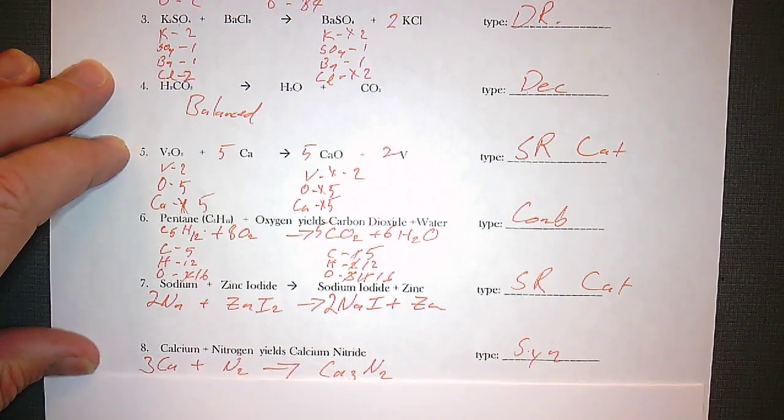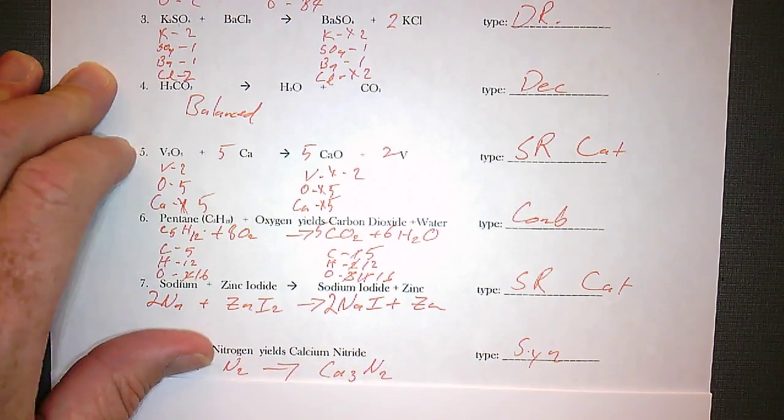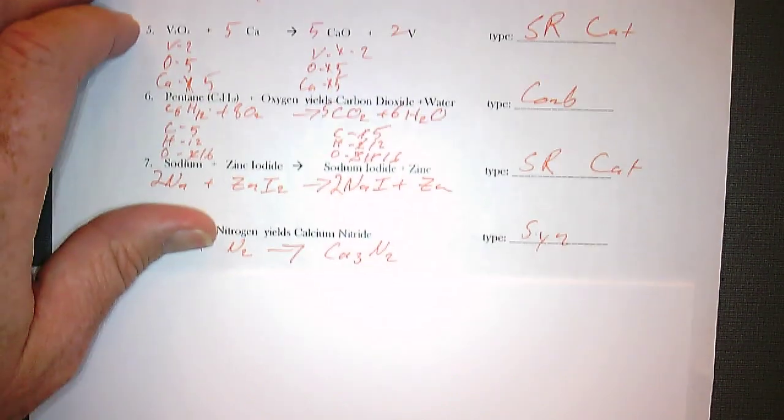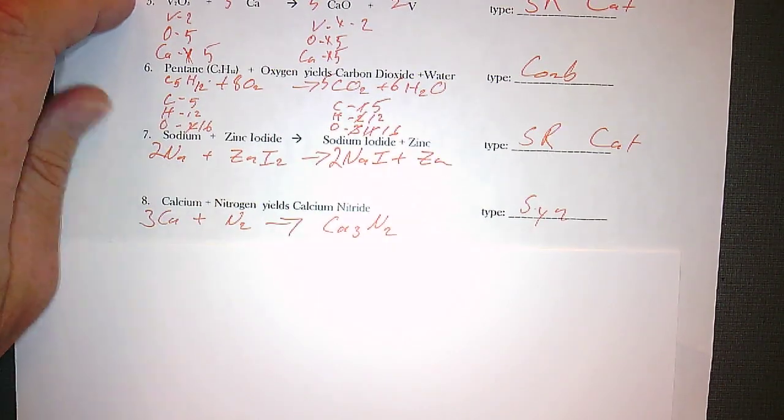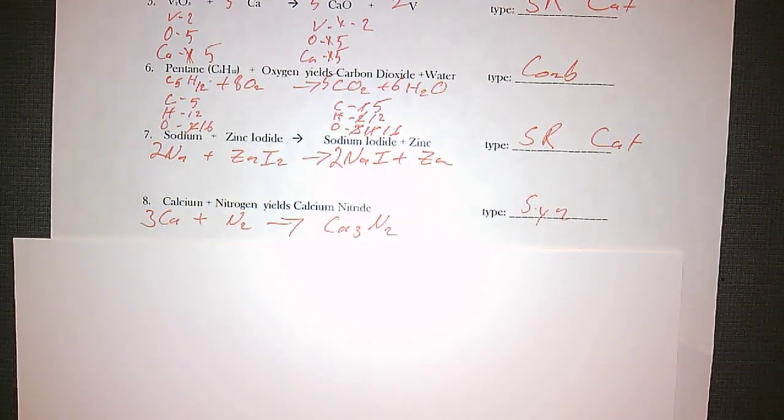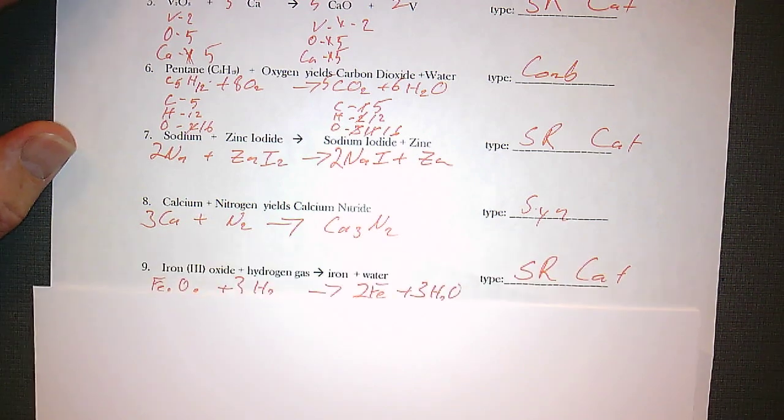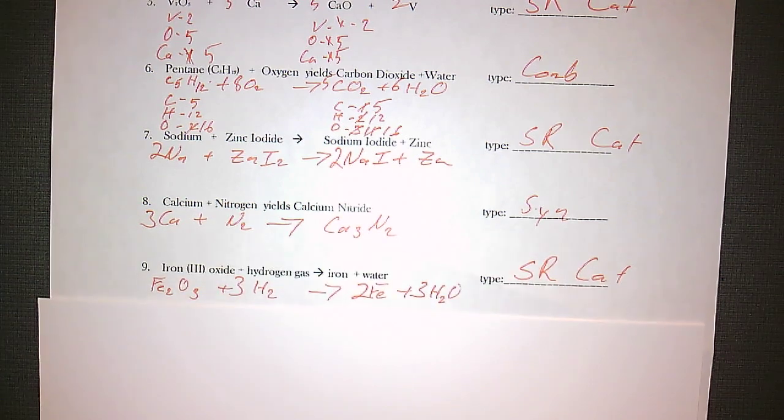Let's see. Calcium plus nitrogen is Ca. Remember, nitrogen is one of our H-bond cliffs, so it should be N2. All right. And then to balance the charges, it'd be Ca3N2. So the only thing you have to do is add a 3 in front of the Ca, and that is a synthesis.